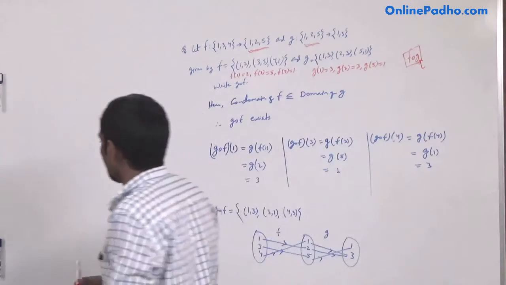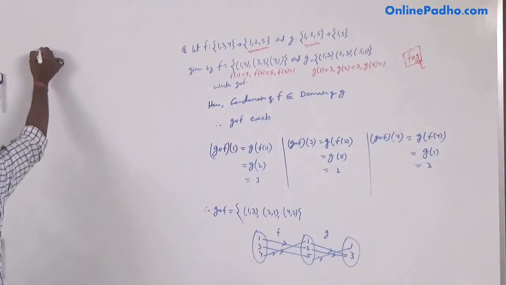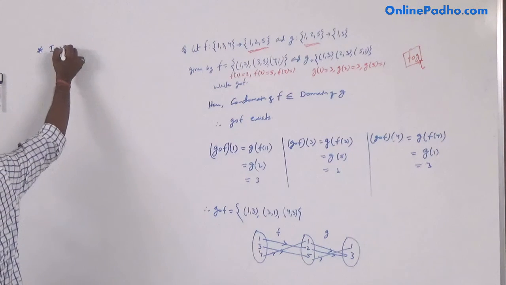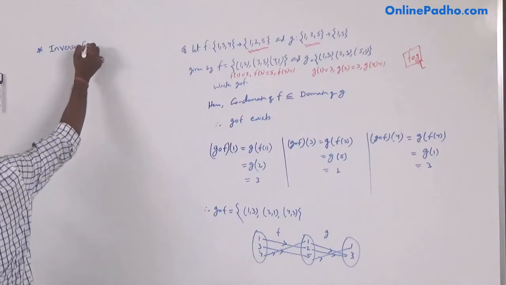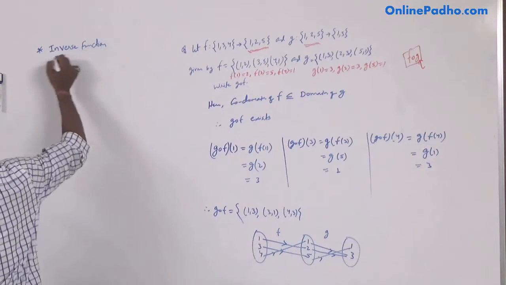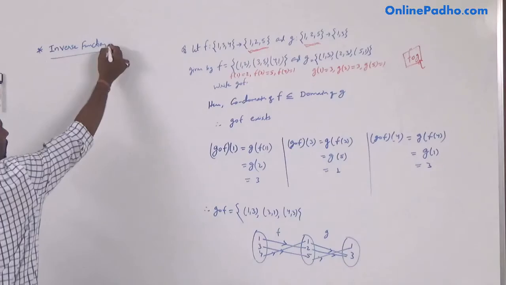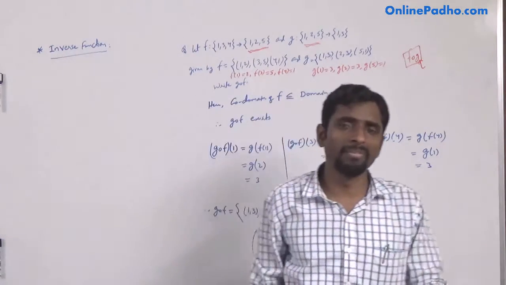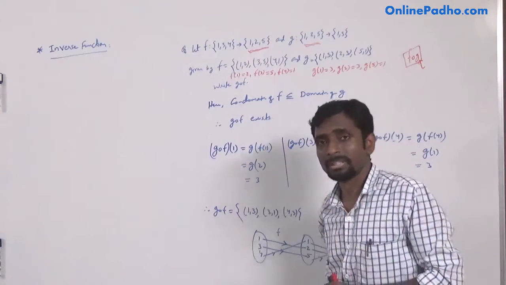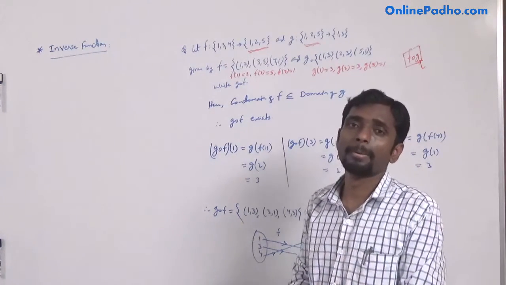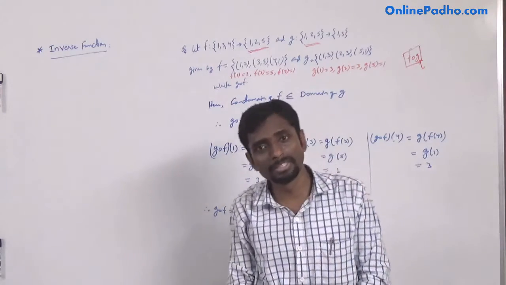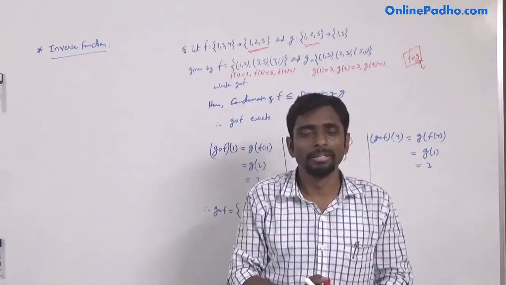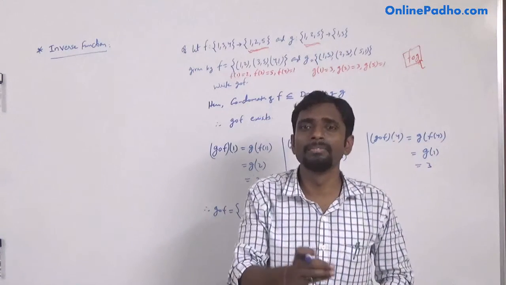Now our next topic in this chapter is invertible function, or inverse function. How can we find the inverse of a function and what are the conditions required? If a function is injective as well as surjective, meaning bijective, then only we can find the inverse of that function.